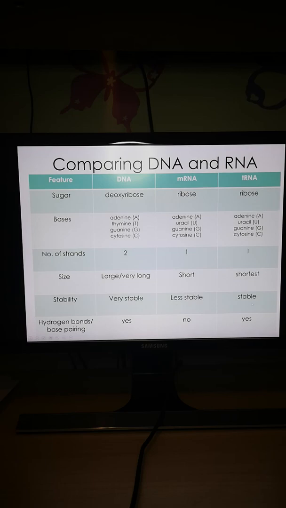The tRNAs are fairly stable though, again, because you've got some complementary base pairing in that single-stranded molecule, just making it more stable. And the final one, hydrogen bonds, yes for DNA, yes, but not as many obviously for tRNA, and none at all for mRNA.